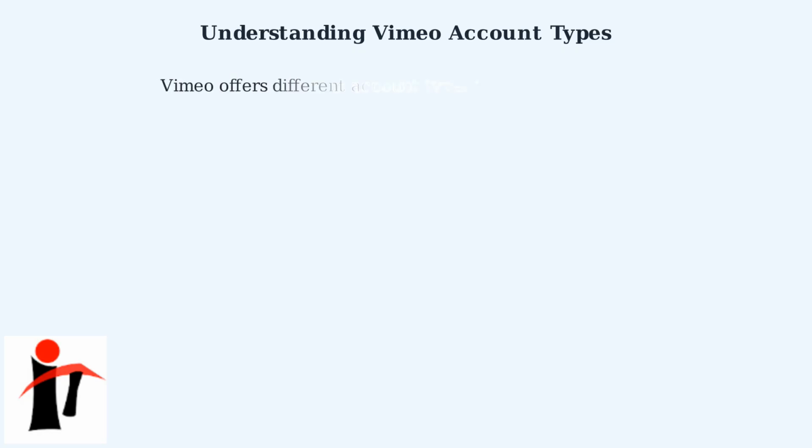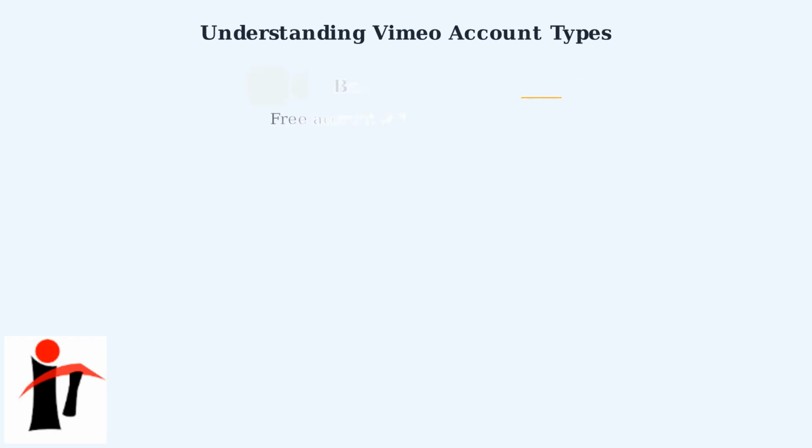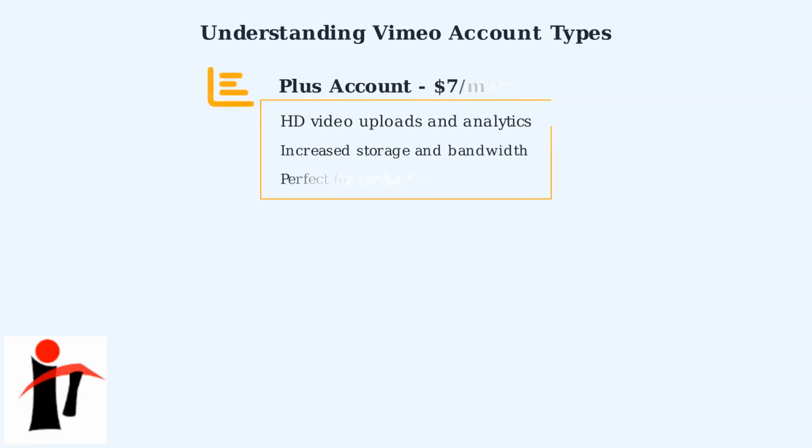Vimeo offers different account types to suit various needs, from free basic plans to premium enterprise options. The basic account is free with limited uploads, suitable for casual users who need basic video hosting features. The Plus account costs $7 per month and offers HD video uploads along with analytics, increased storage, and bandwidth, perfect for content creators.